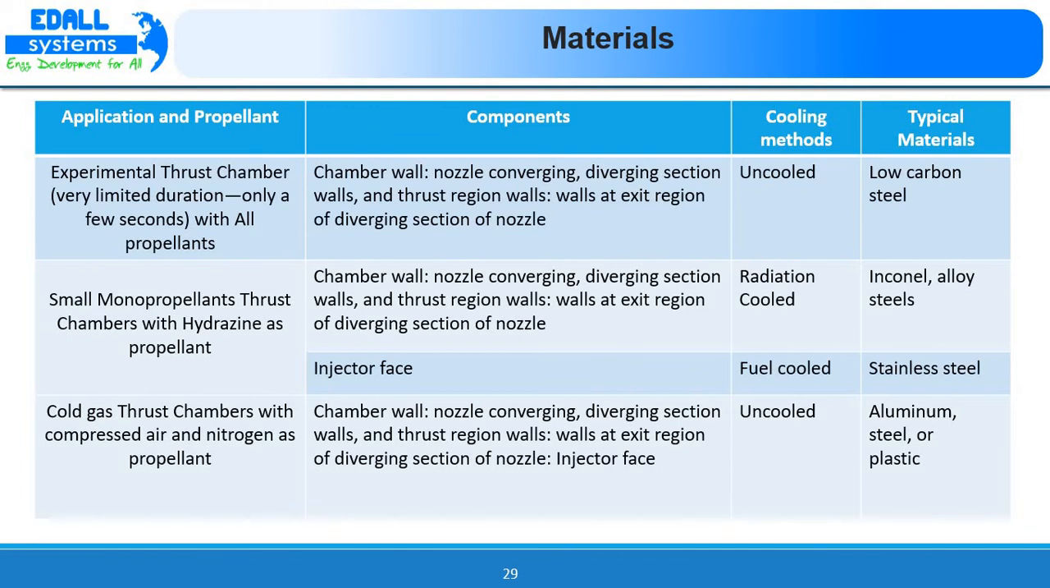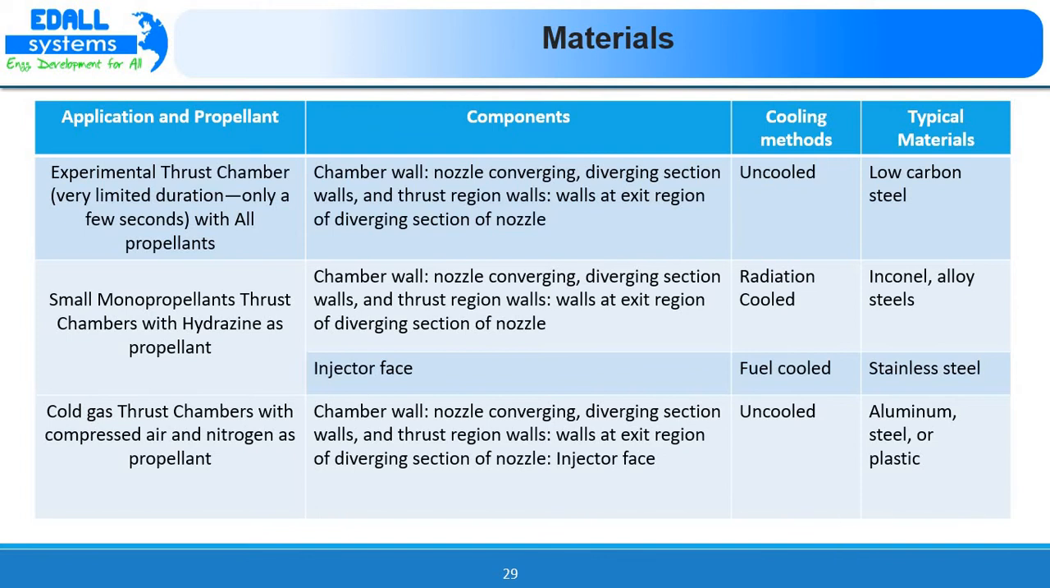For small monopropellant thrust chambers with hydrazine as propellant, radiation cooling is used for all the surfaces, while the material used is Inconel or alloy steels. For the injector face, stainless steel is used with fuel cooling, that is, the regenerative method for cooling.